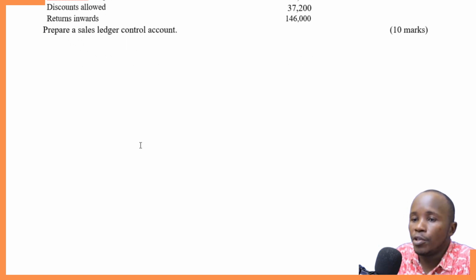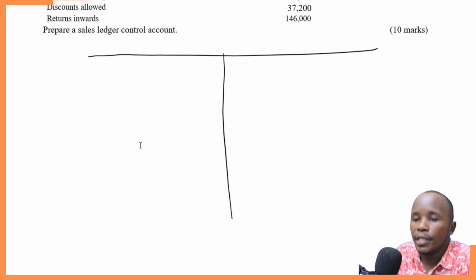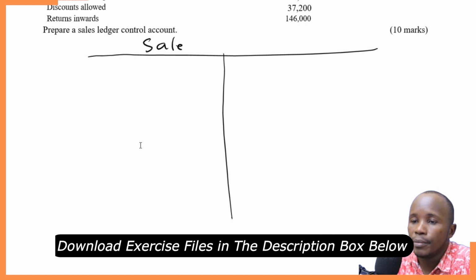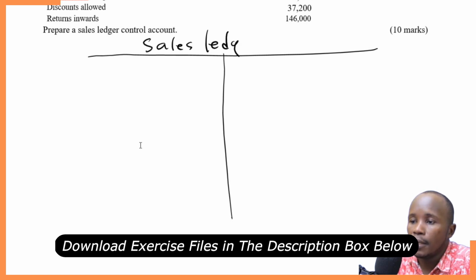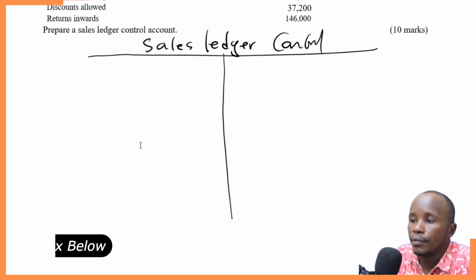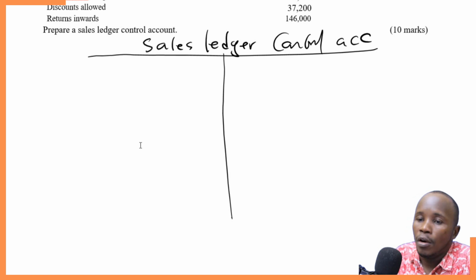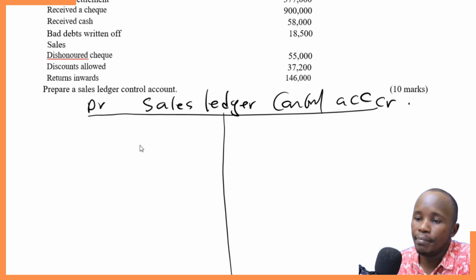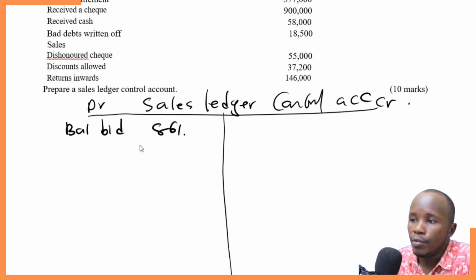Now, a sales ledger control account can also be referred to as accounts receivable account. This accounts receivable, that is the sales ledger control account. Of course, this side is debit and this side is credit. Now, let's look at the items here. You are told that there is a balance brought down. Balance brought down for accounts receivable is a debit balance. So here you are going to have balance brought down 861,000.